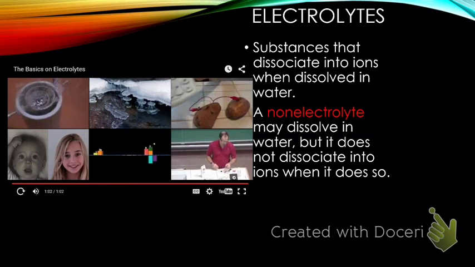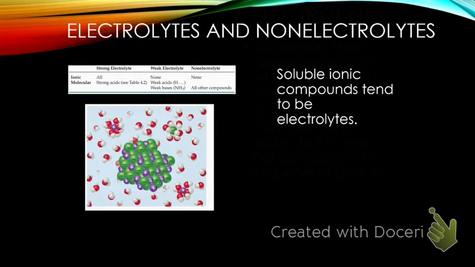Hopefully that helps explain a little bit about electrolytes versus non-electrolytes. So once again, soluble ionic compounds tend to be electrolytes. There are some exceptions.